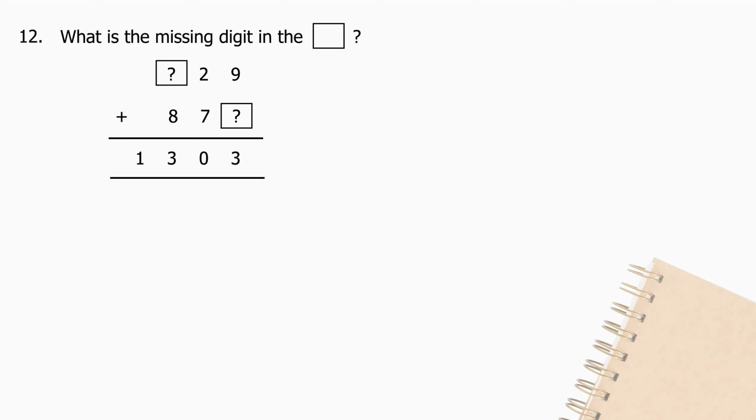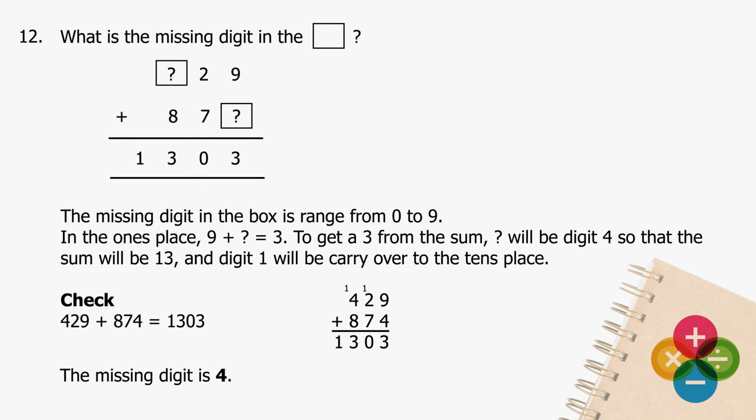Question 12. What is the missing digit in the box? The missing digit in the box ranges from 0 to 9. In the ones place, 9 plus the missing digit is equal to 3. To get a 3 from the sum, the missing digit will be 4, so that the sum will be 13, and digit 1 will be carried over to the tens place.